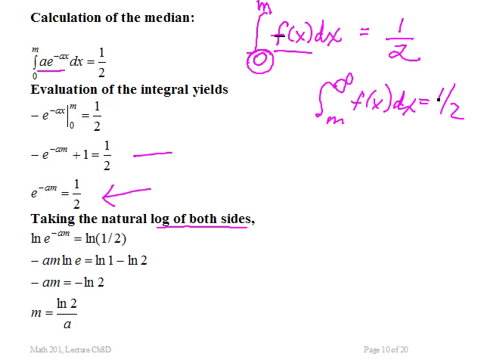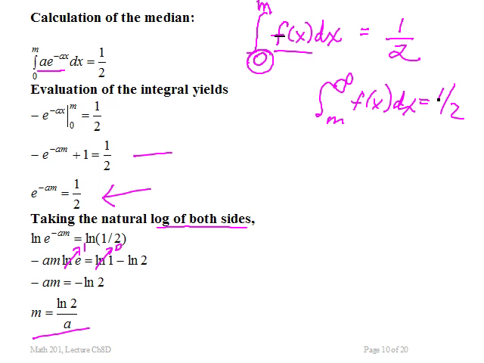Taking the natural log of this side gives me minus am times the natural log of e, which of course is 1. Here I've got the natural log of 1/2, which I can break out as the natural log of 1, which is 0, minus the natural log of 2. Dividing by minus a gives me that the median is the natural log of 2 over a. And that was the result that was quoted underneath this probability density function of the decaying exponential a couple slides ago. So we verified those results.